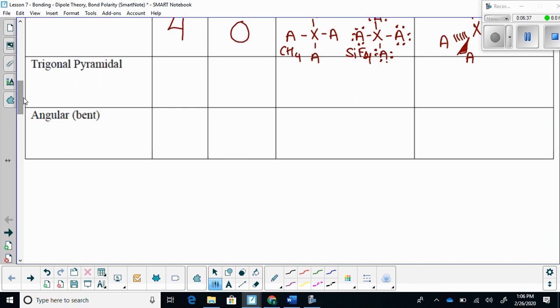Okay, we're going to now move on to trigonal pyramidal. This is when lone pairs become involved. We're going to have 3 bonds, or 3 connections, and 1 lone pair. A basic example of this is NH3, ammonia. So you have X in the middle, lone pairs, and then you are bonded to 3 other peripheral atoms.